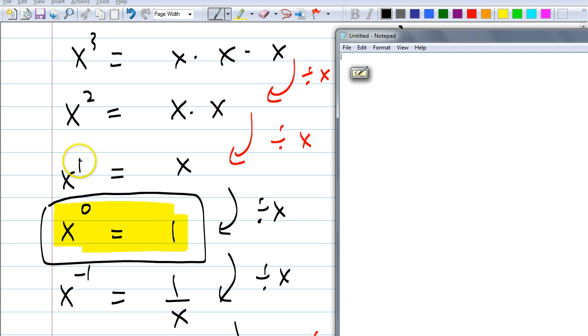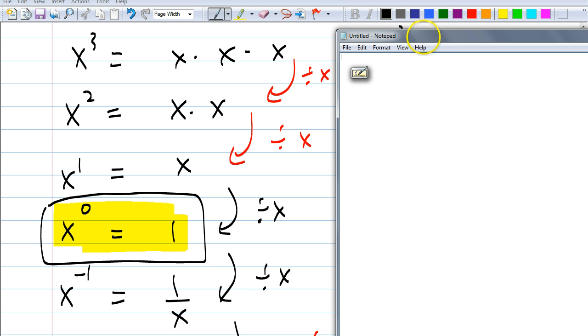What comes next then? We have x to the third, x to the second, x to the first, x to 0, x to the negative 1. Then we have x to the negative 2, which is then what? 1 over x squared. Why is it 1 over x squared? Because you're basically dividing again by x. Do you see the pattern?